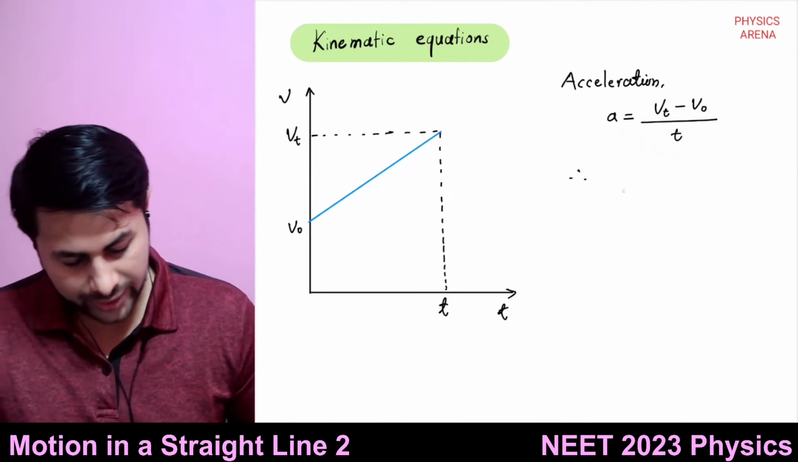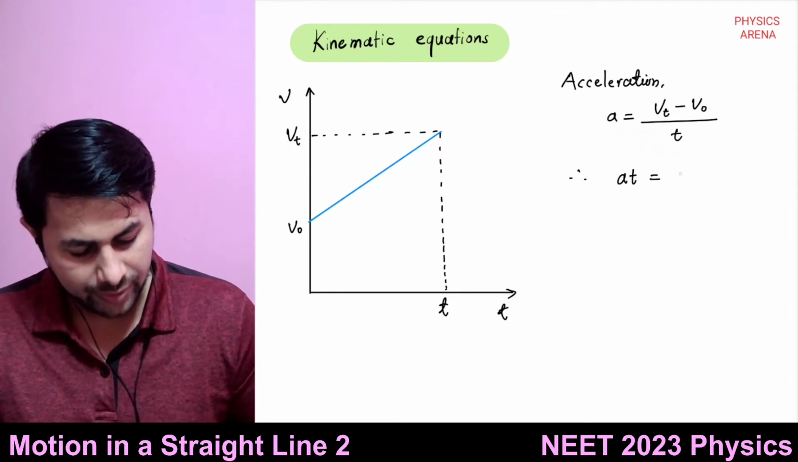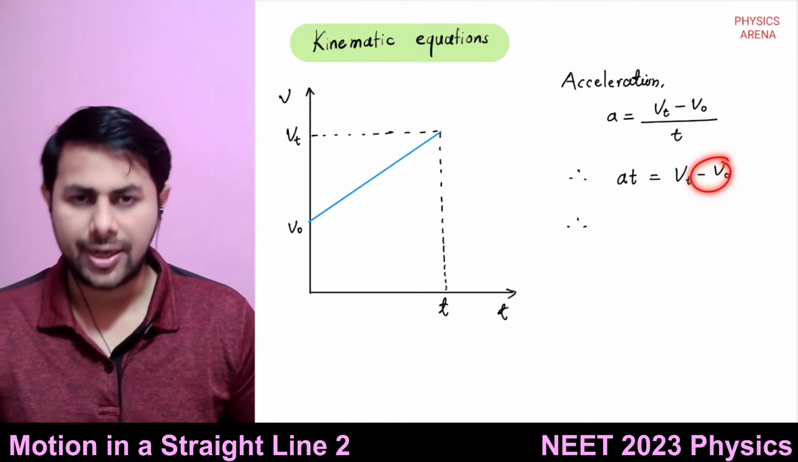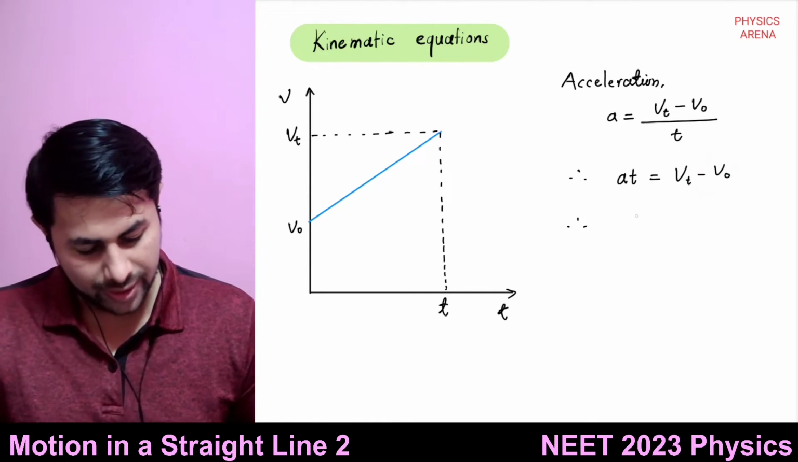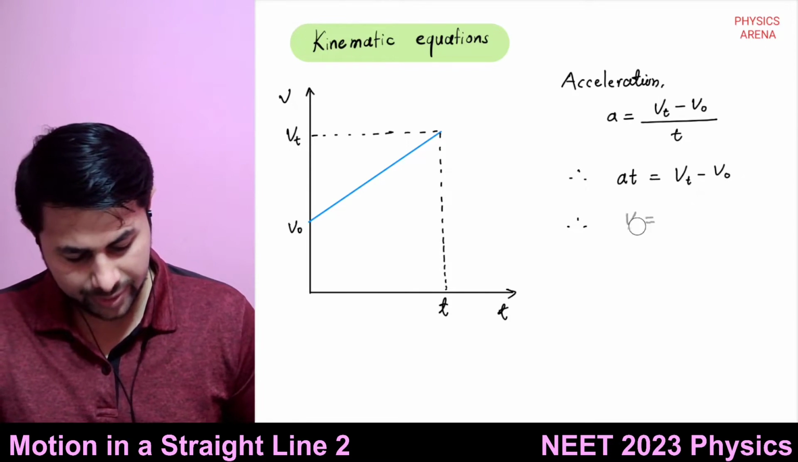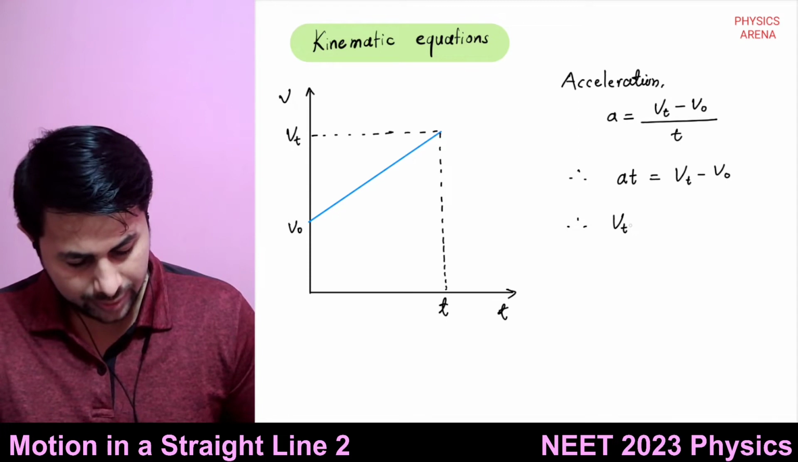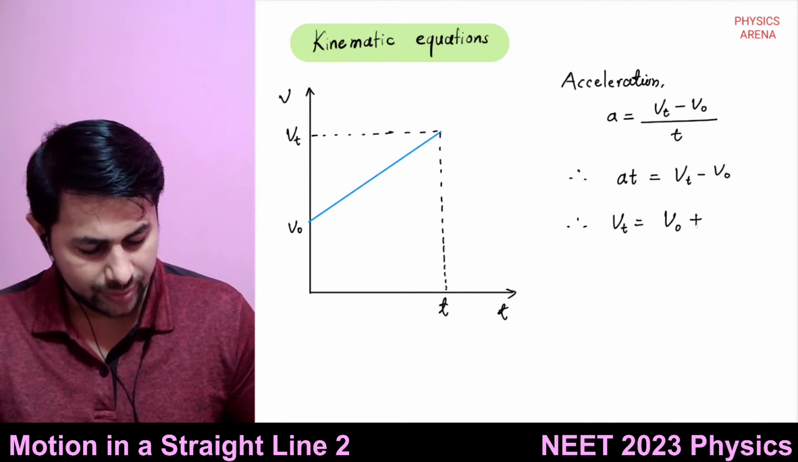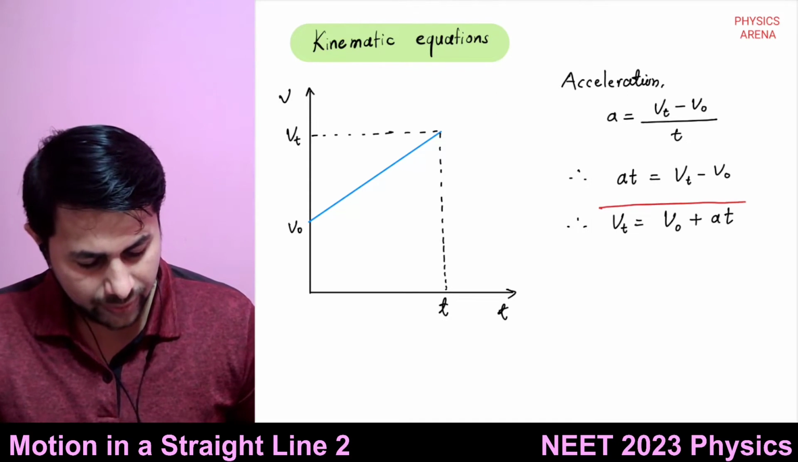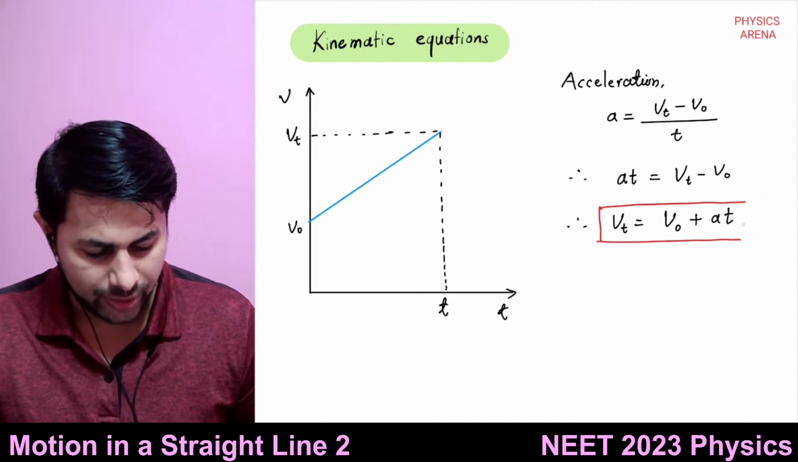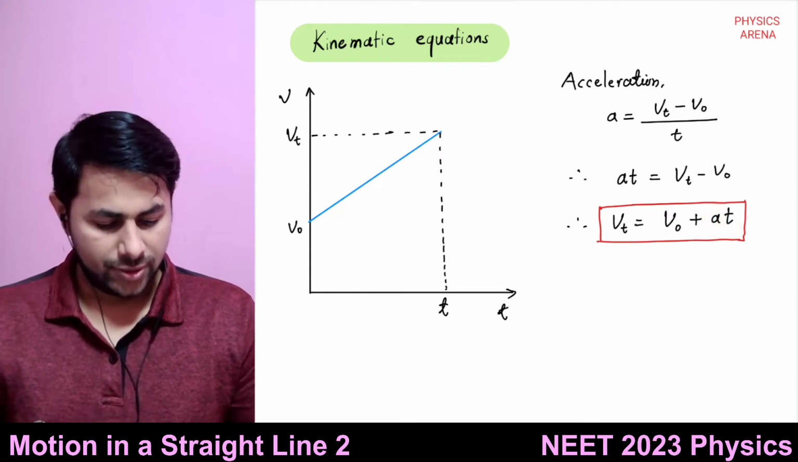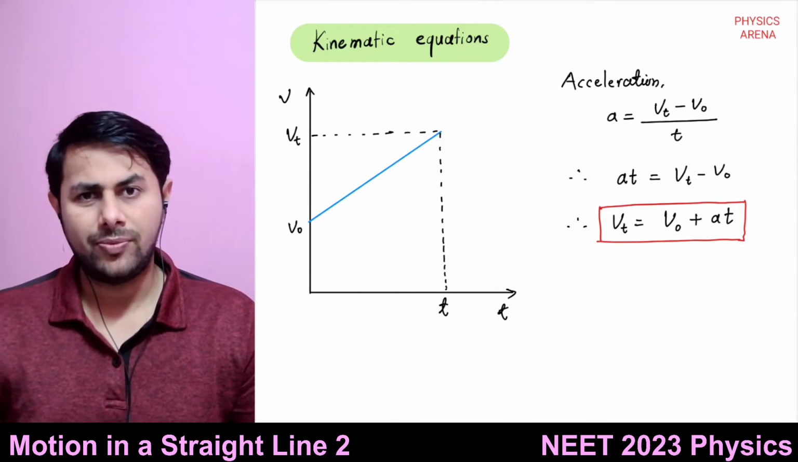So what do I get? A times t equals vt minus v naught, and therefore I can take this minus v naught on the other side. So I get v at time t is equal to v naught plus a times t. So final velocity is equal to initial velocity plus acceleration multiplied by time. So this is your first kinematic equation of motion.